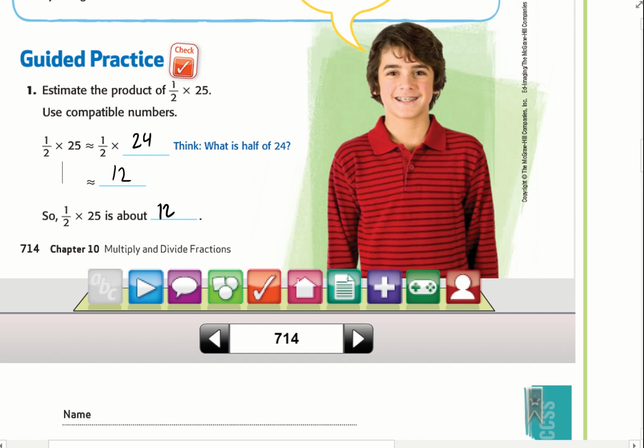Or I can change my whole number to a fraction: 1 times 24 equals 24, and then over 2. 24 divided by 2 equals 12.